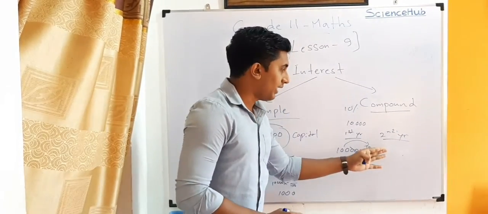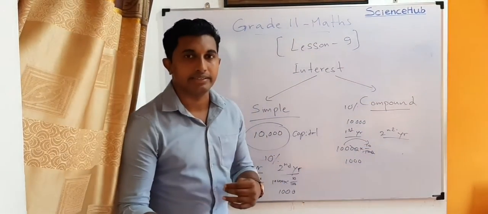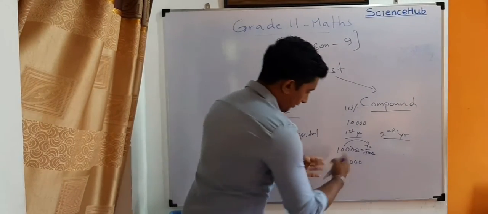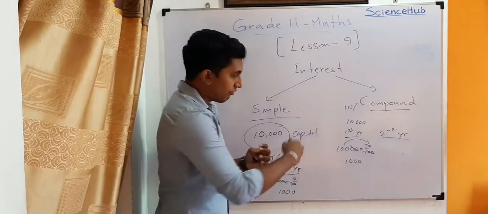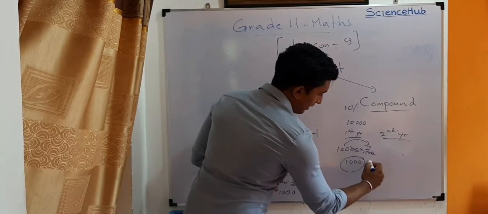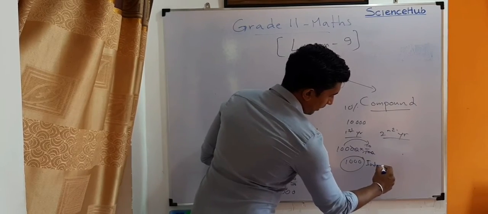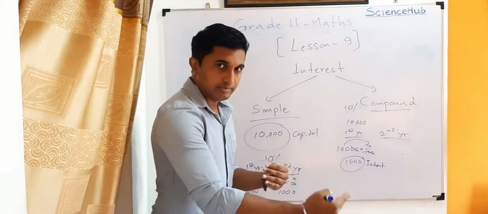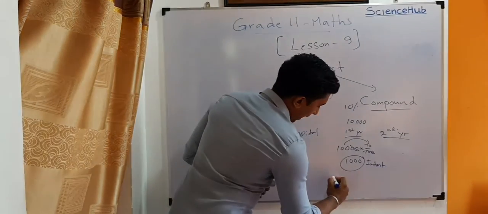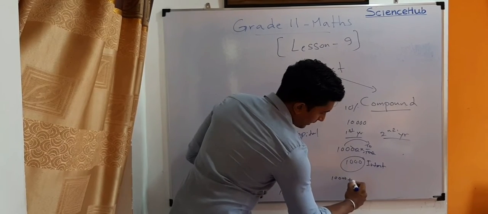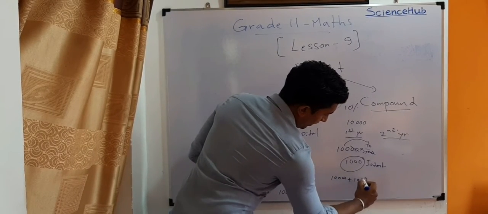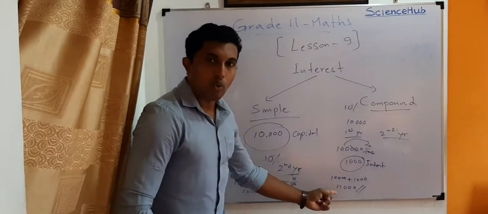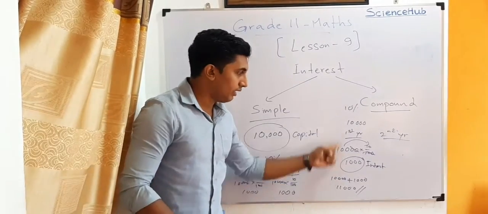In the second year, the capital will change. Why? Let's find the total amount after the first year. This is the interest. And what is the total amount that you can earn after the first year? The capital is 10,000 plus this interest, so 11,000. This is the total amount that you can earn after the first year.